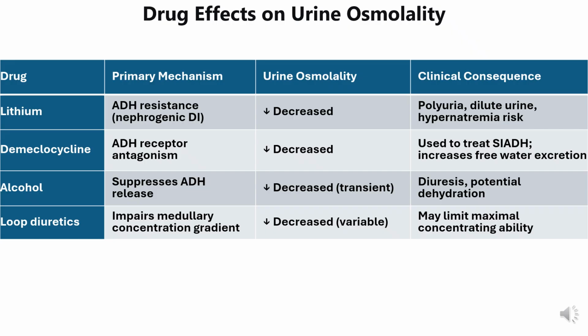Overall, loop diuretics typically lower urine osmolality compared to baseline, but the degree depends on hydration status. In euvolemic patients, urine osmolality falls. In volume-depleted patients, ADH may rise and partially counteract the effect.